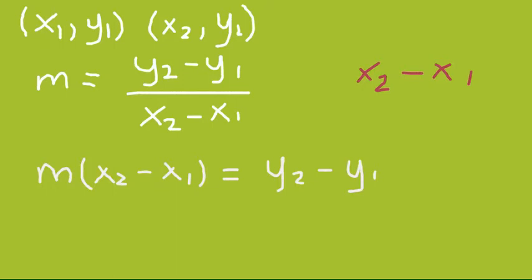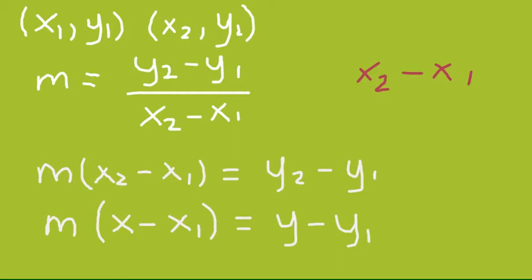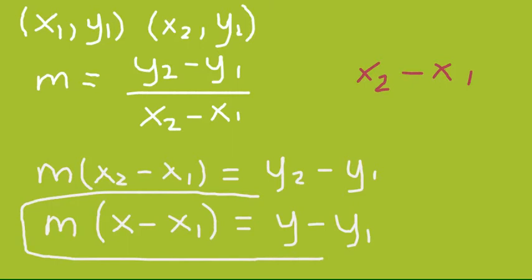because the x2 minus x1s would cancel on the right side and be multiplied by the m on the left side. Now if I drop the subscript 2 on this formula, we end up with m times x minus x1 equals y minus y1. And this formula here is called the point slope formula.